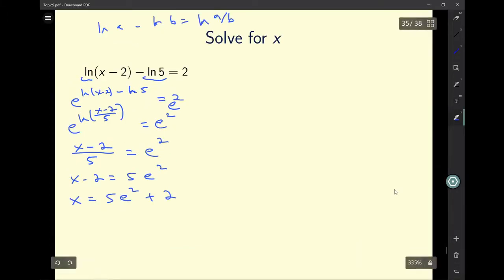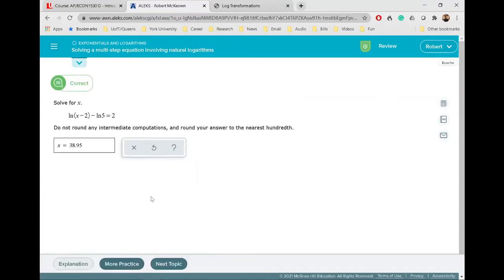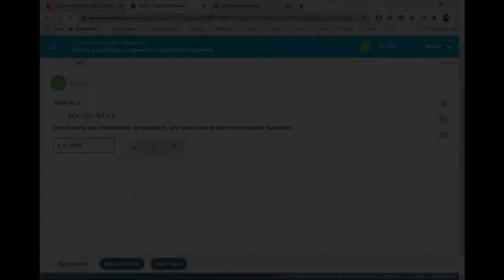Now if I wanted a numeric answer here, I could say, well, x is equal to e to the power of 2 times 5 plus 2. I put that all into my little financial calculator and I get 38.945. Now here I am on ALEKS, so if I want to put in my answer here, let's see if we've got the right answer. We have 38.9, I'll try 95, and click the check button, and we got the right answer by using the natural exponent to solve for x.